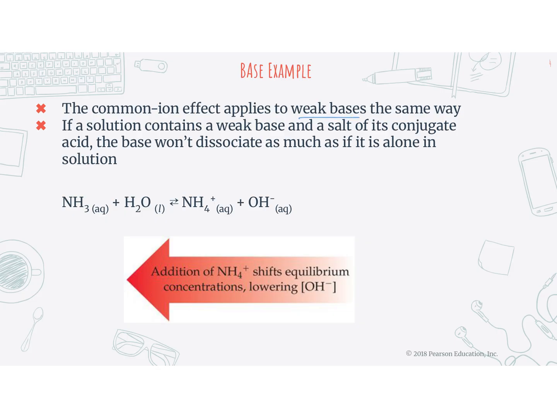And so weak bases, if a solution contains a weak base and a salt of its conjugate acid, in this case NH3 is our weak base, its conjugate acid is NH4+, the base won't dissociate as much as if it's alone in solution. And so if I add NH4+, what this does is shift the equilibrium back to the left, which lowers the concentration of OH-. Basically, pOH goes down, pH will go up. And so the solution becomes a little bit more neutral as a result.